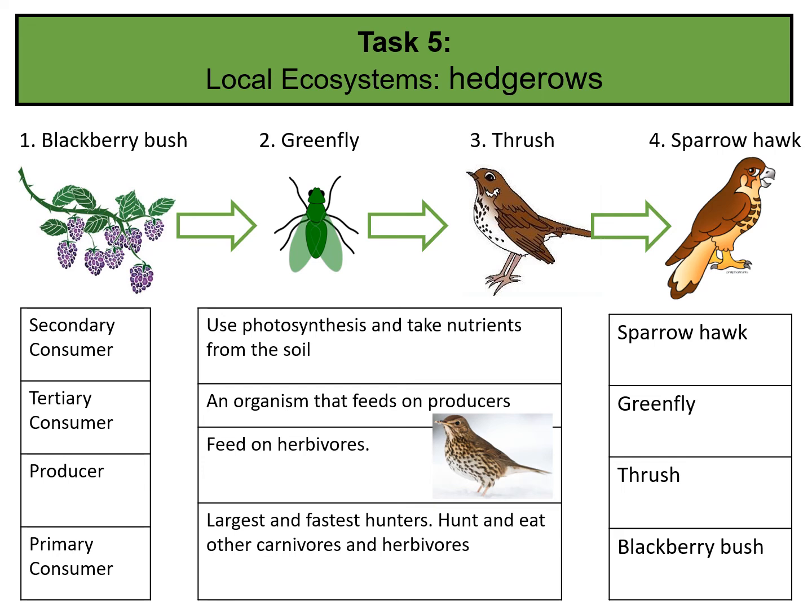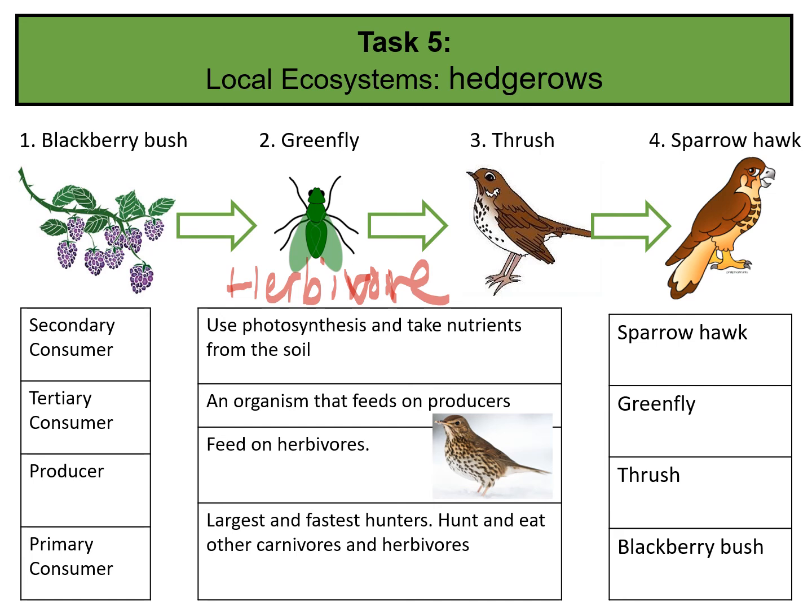Task 5 then is looking at another local ecosystem known as a hedgerow. So what I would like you to do for this is match the correct word to the correct definition and then decide which example would go with which keyword. So I've given you pictures of what they look like. So the blackberry bush is obviously a plant. A greenfly is an example of a primary consumer, so more of a herbivore. And then the thrush and the sparrowhawk are birds.